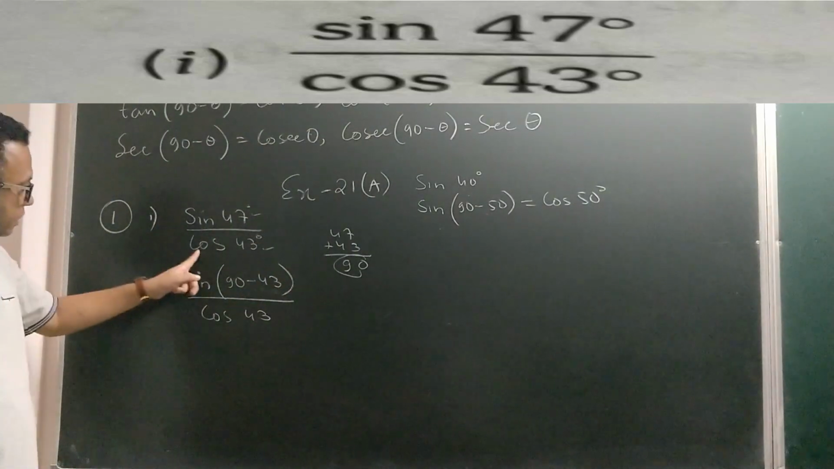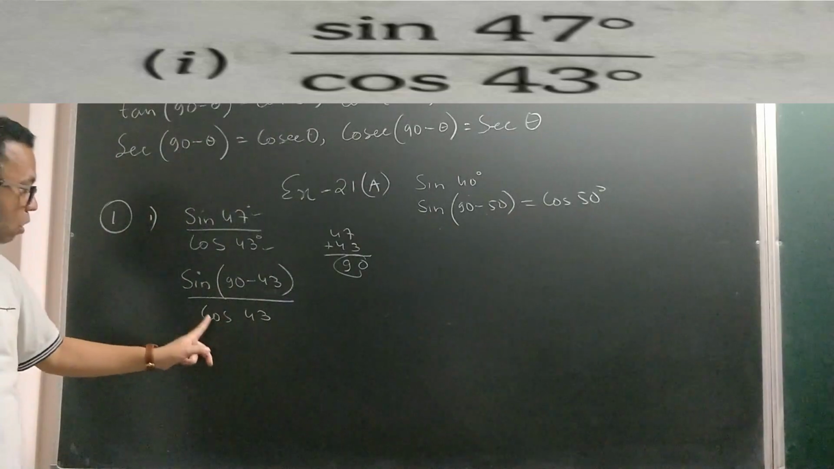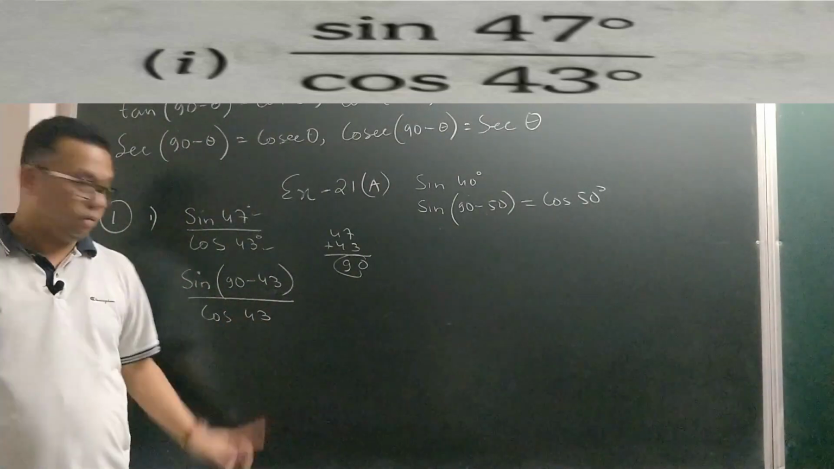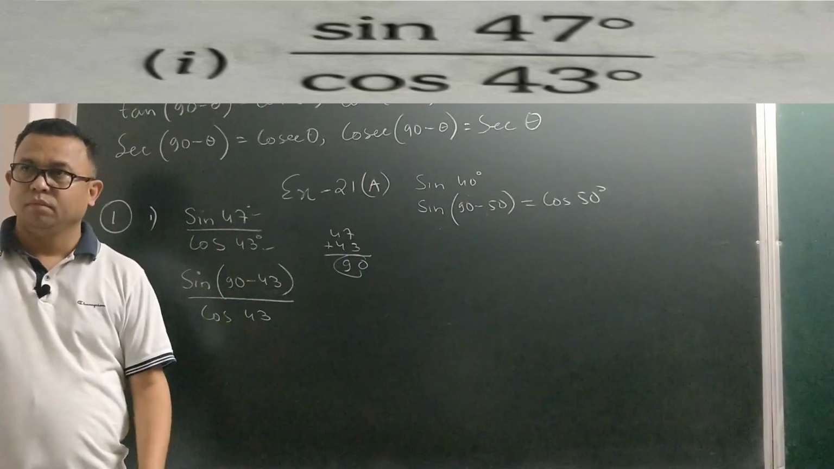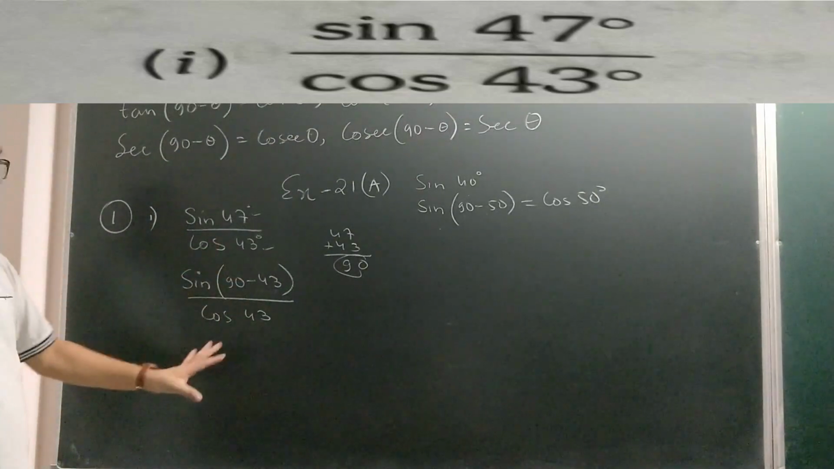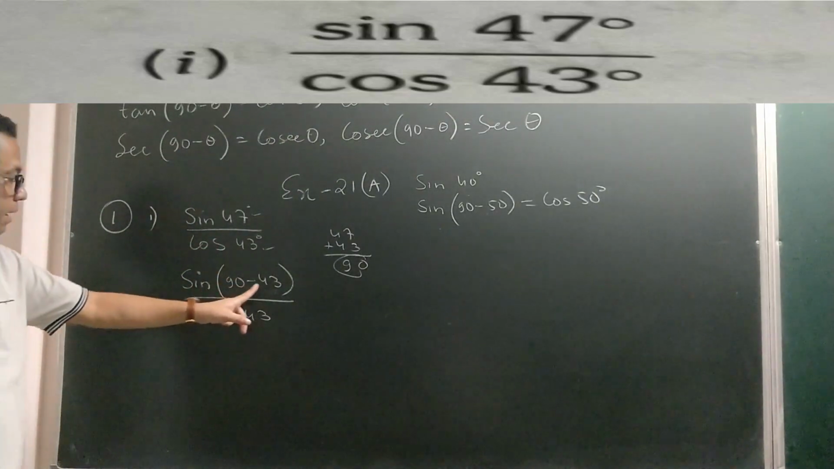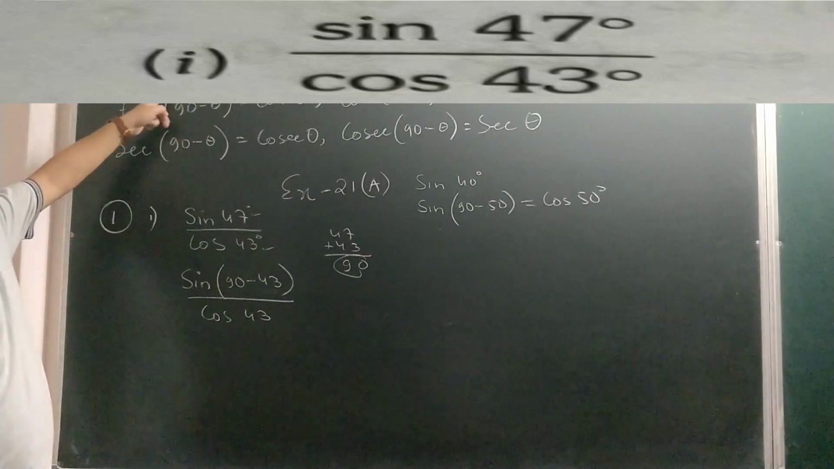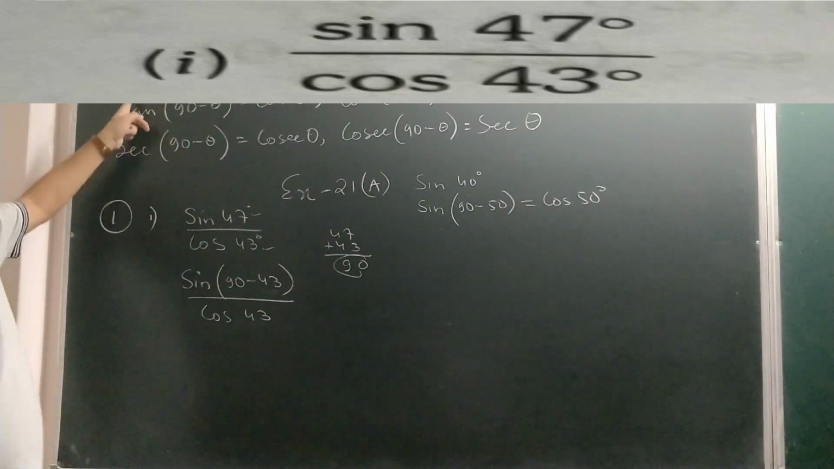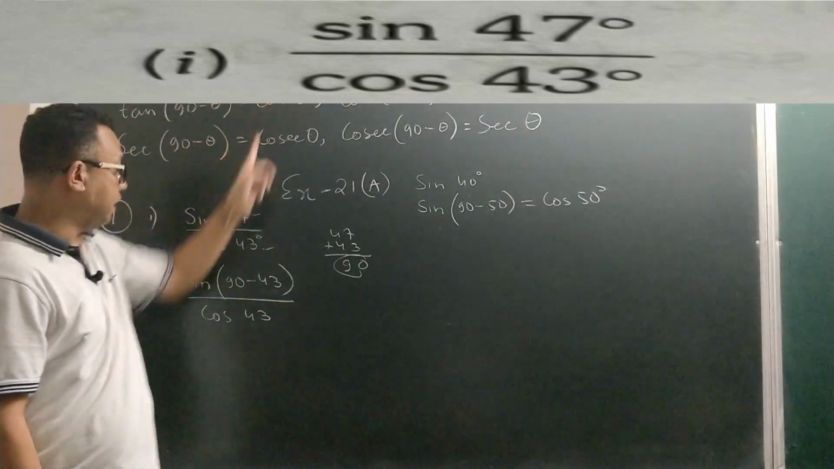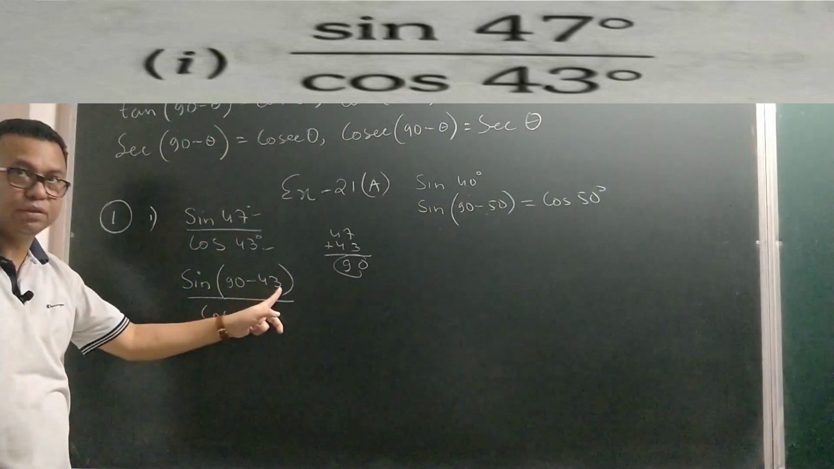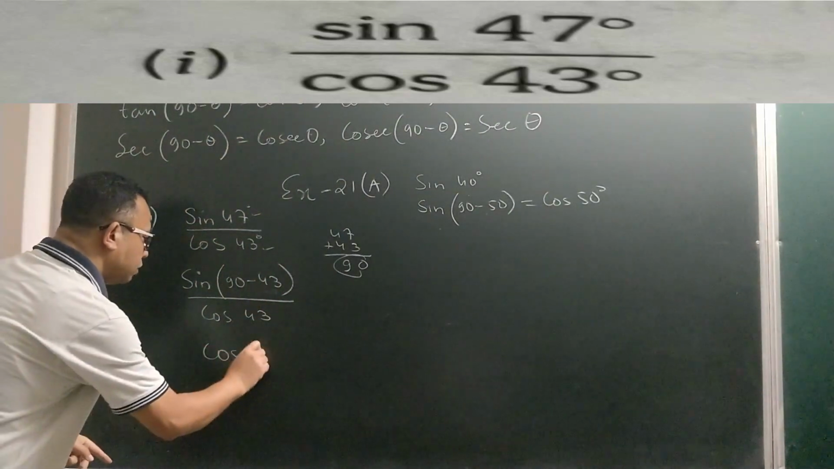Hey, if you want, you could have changed the lower one also. If you change the lower one, it will be cos 90 minus 47, and 90 minus 47 is 43. Now if I have written it this way, then sine 90 minus theta, as you saw in the formula, can be written as cos theta. That means instead of writing sine 90 minus 43, I am going to write cos 43.